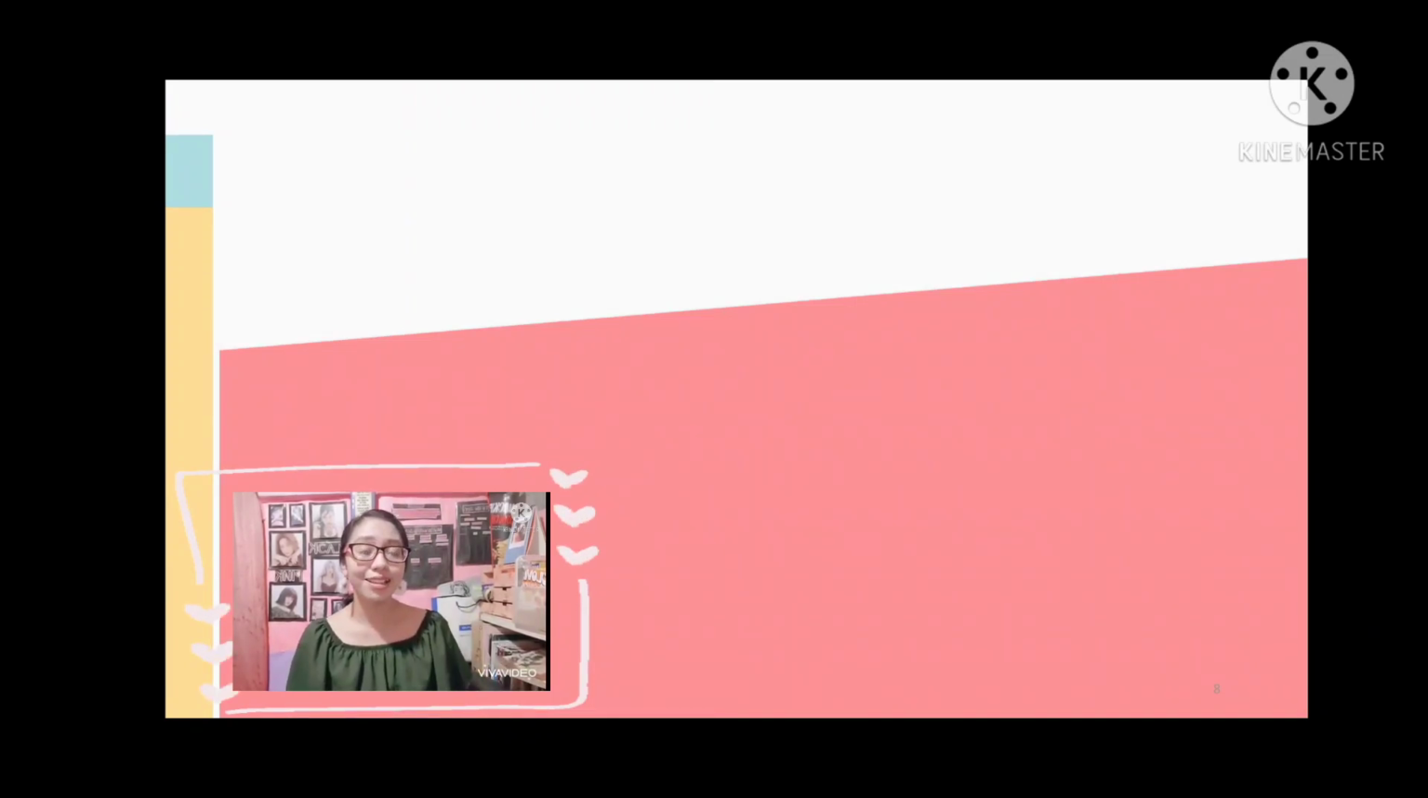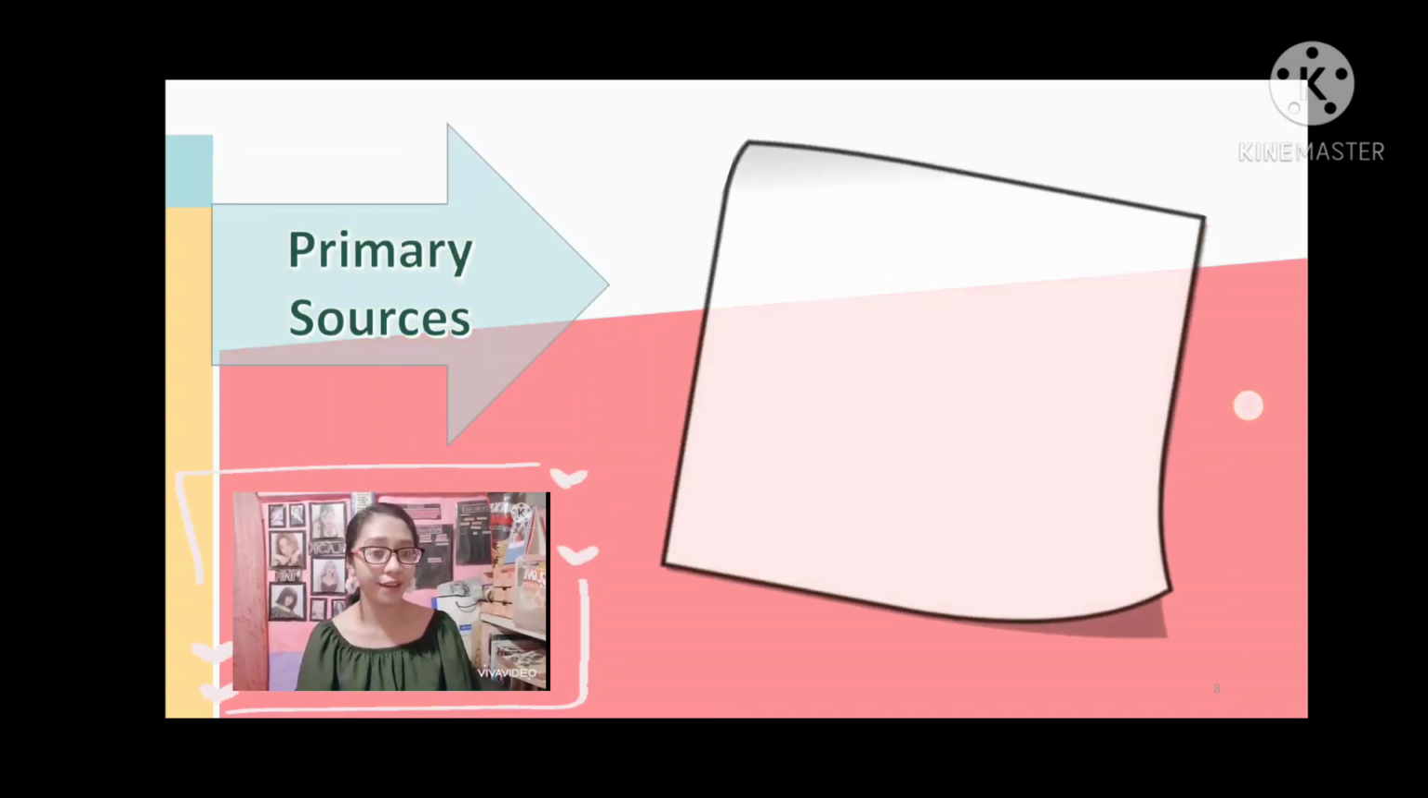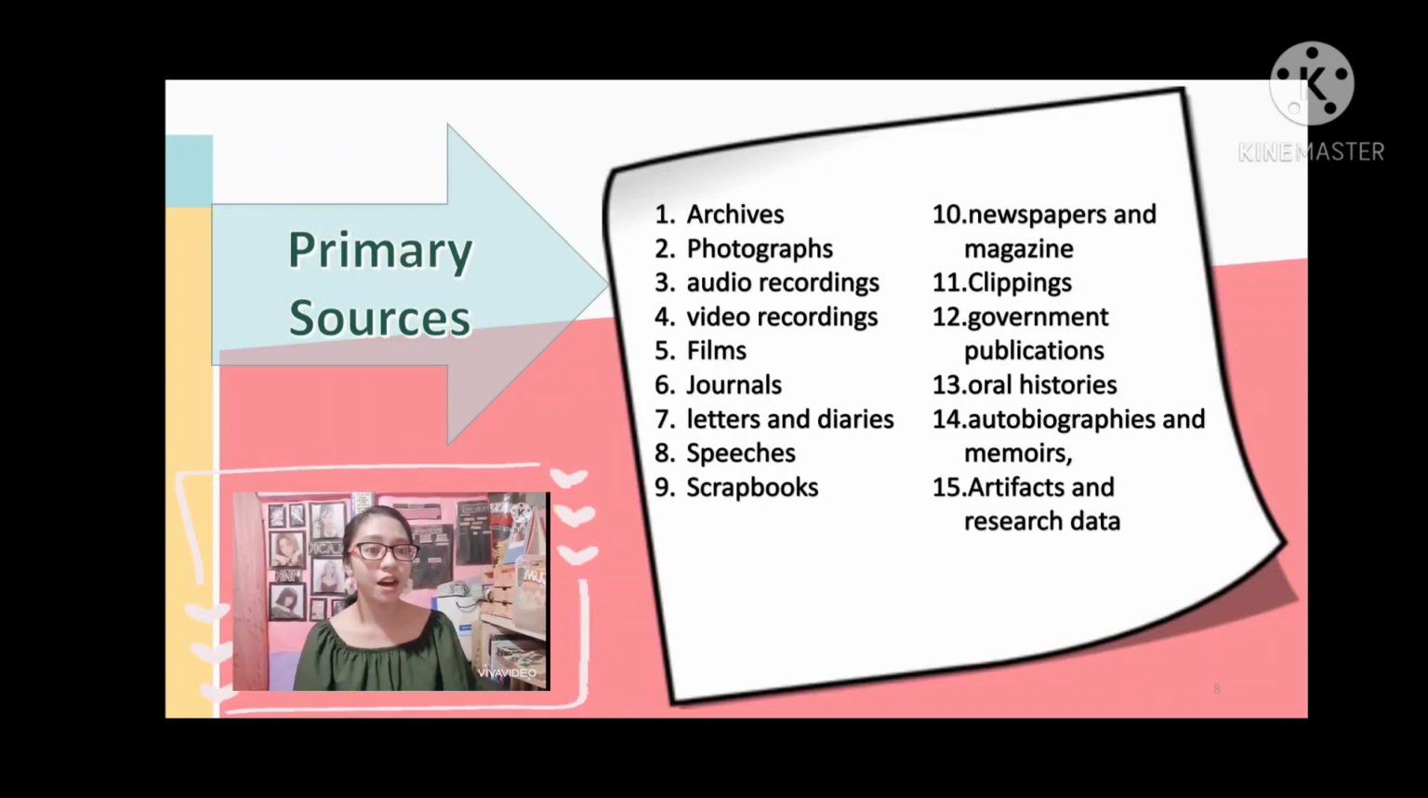So, these are the examples of primary sources. We have here archives, photographs, audio and video recordings, films, journals, letters and diaries, speeches, scrapbooks, newspaper and magazine, of course, clippings, government publications, oral histories, autobiographies, and memoirs, artifacts and research data.